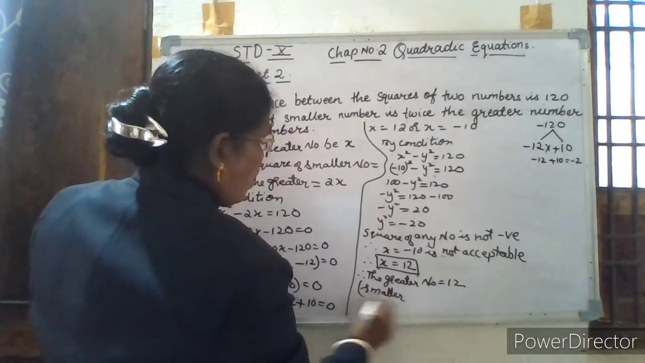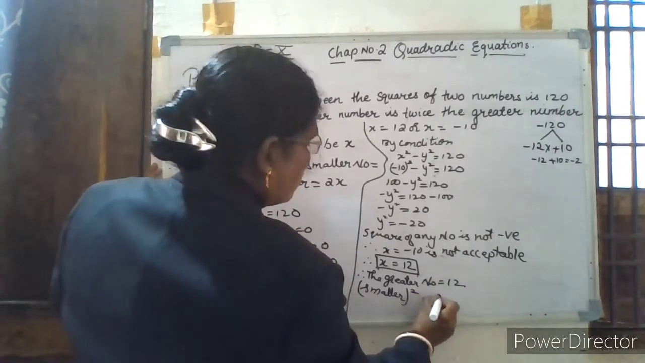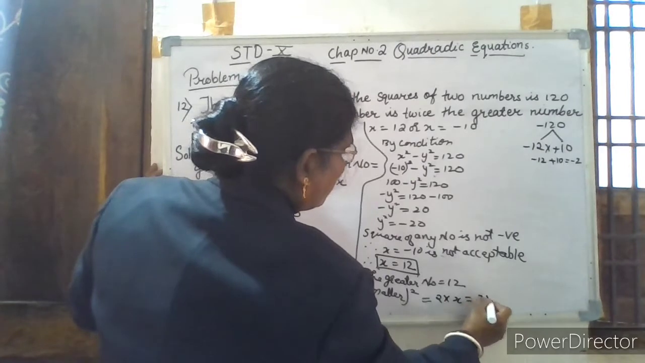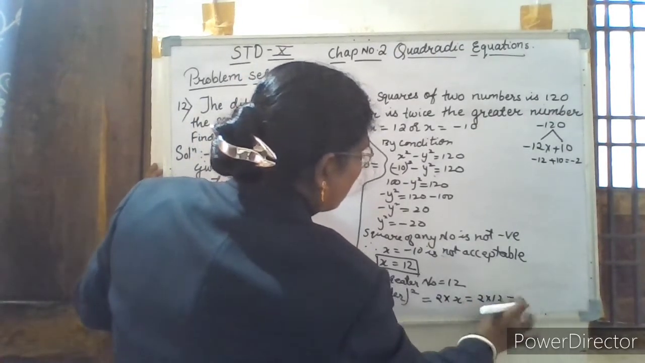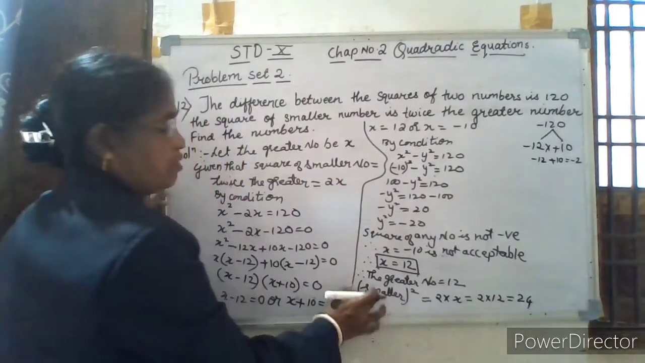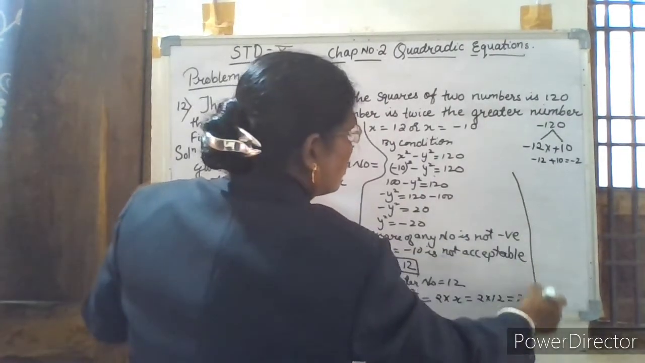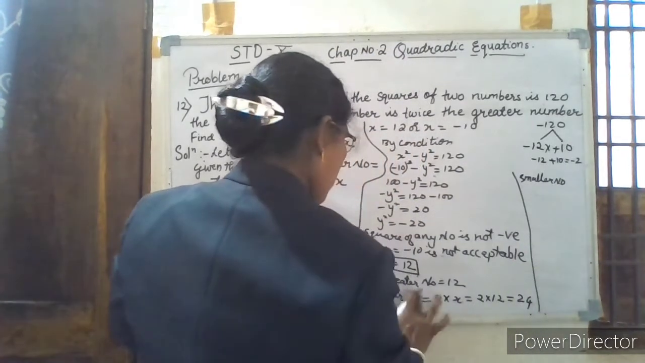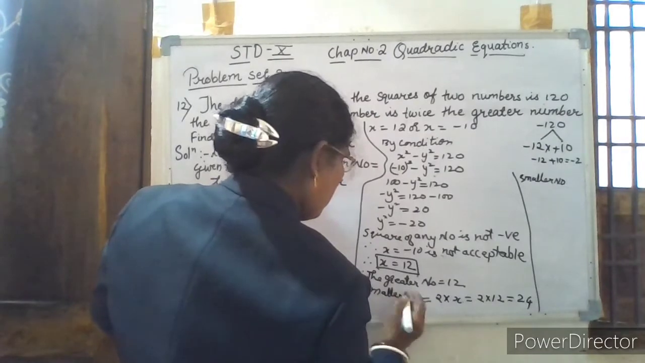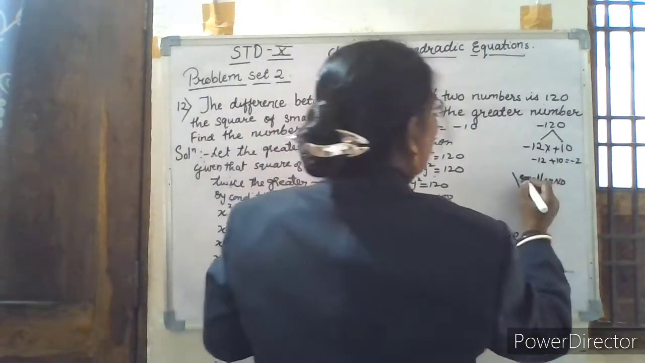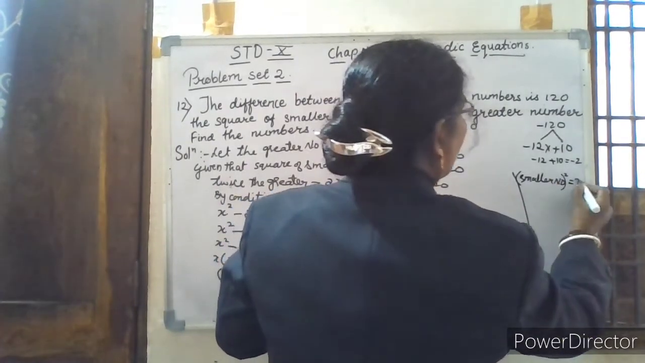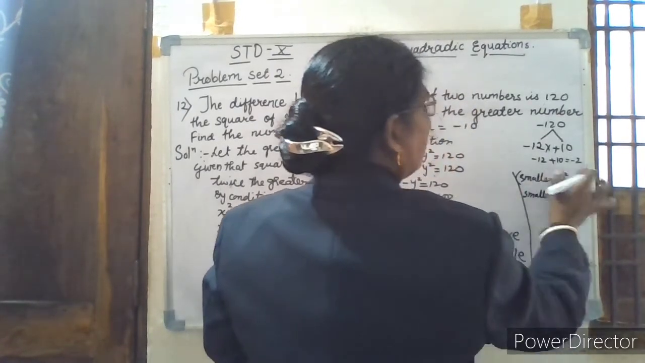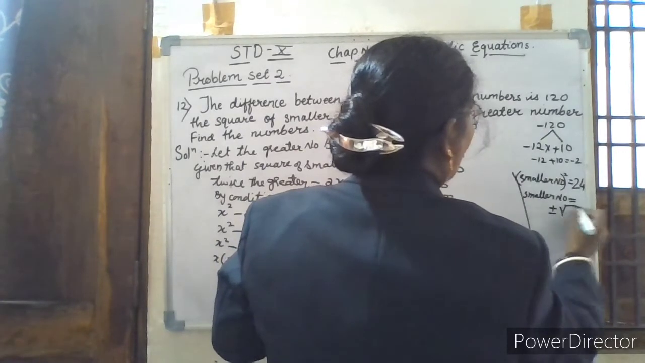is equal to 2 into x, that is 2x, that is equal to 2 into 12, which is 24. We got it. That means the square of the smaller number is equal to 24. So the smaller number, if we take out the square, is equal to plus or minus root of 24.